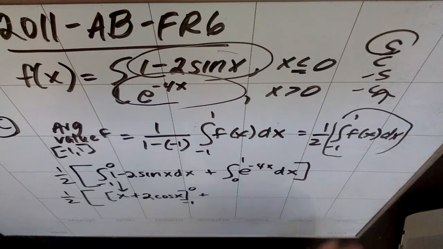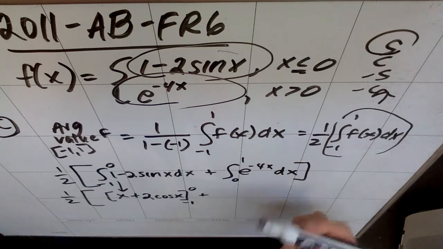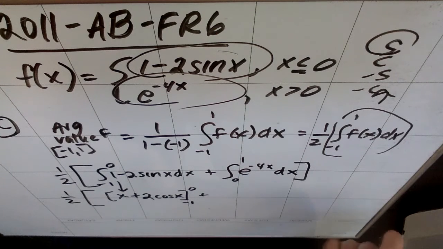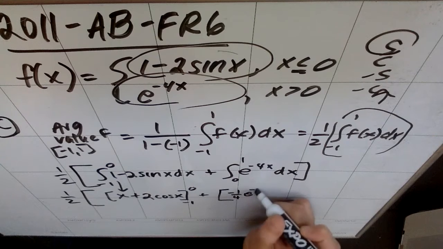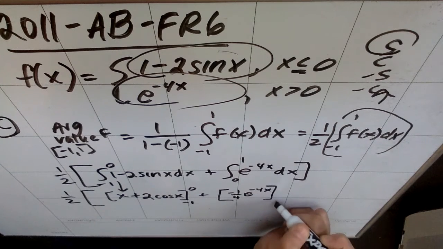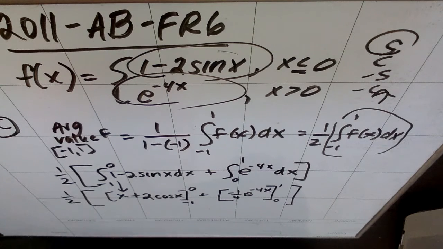Plus, when I integrate e to the -4x, it is technically u substitution with my u being -4x. However, you can also logic through it. If you were deriving e to the -4x, every time you derive, you'd multiply by -4. So if you're integrating e to the -4x, every time you integrate, you'd have to divide by -4. So I'm going to get -1/4 e to the -4x from 0 to 1. That's what I need to plug in, and there's a 1/2 sitting out in front of all of that.